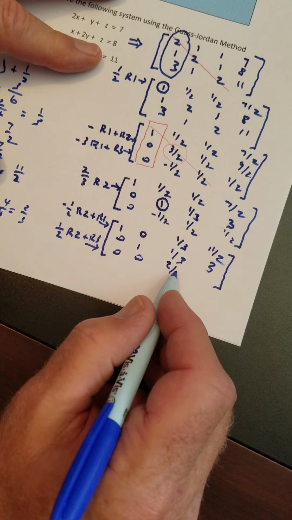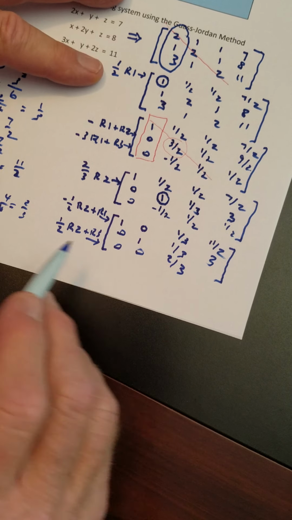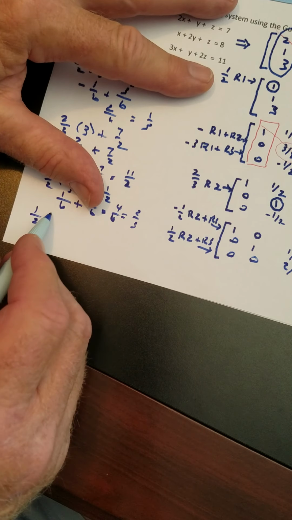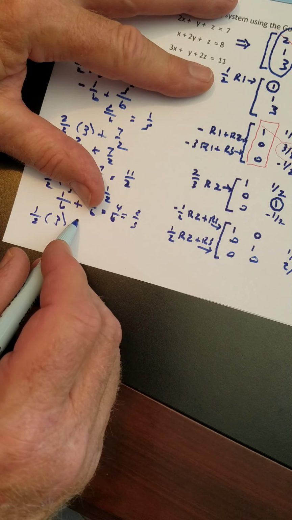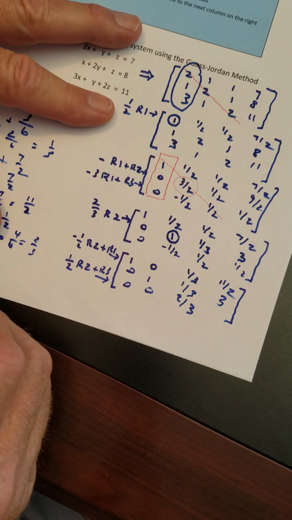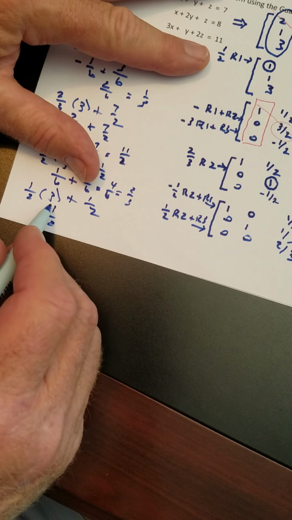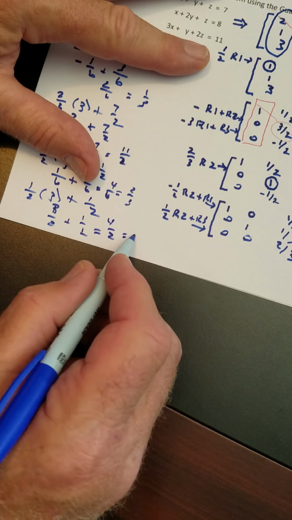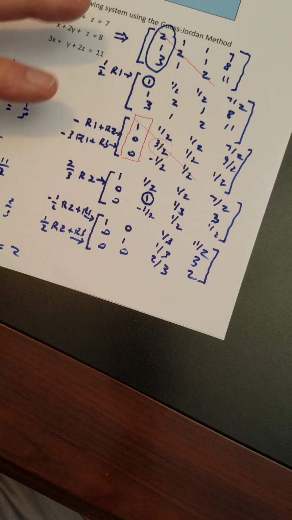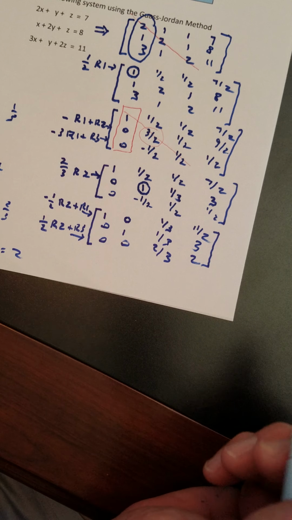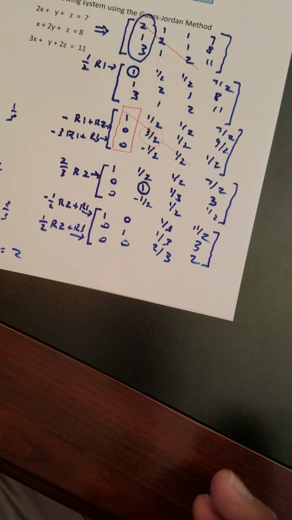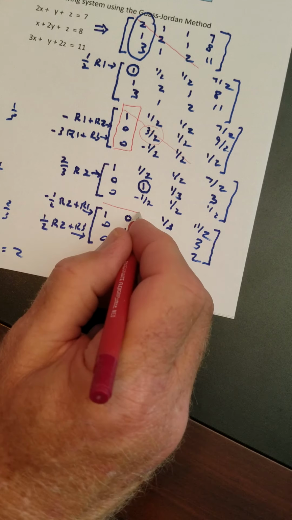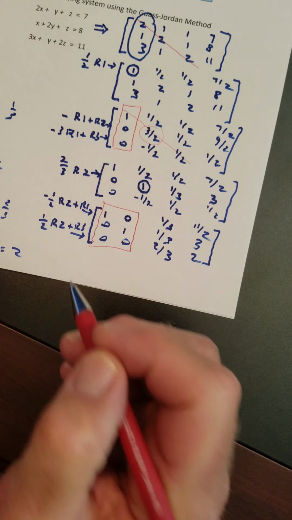That number goes right here. Then you're going to take 1/2 times 3. 1/2 times 3. And I'm going to add that to the number below, which is 1/2. So that's going to be 3/2 plus 1/2 is 4 over 2, and that's 2, and that number goes right here. So what I did on the second column, I got a 1, and then I got 2 zeros. So at this point, my first 2 columns are done.